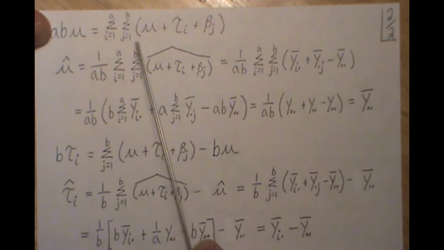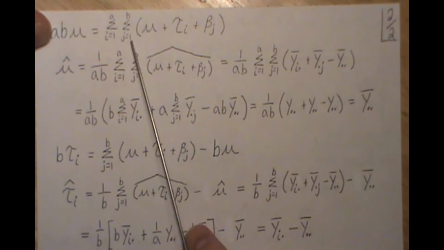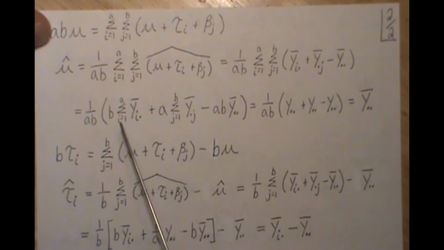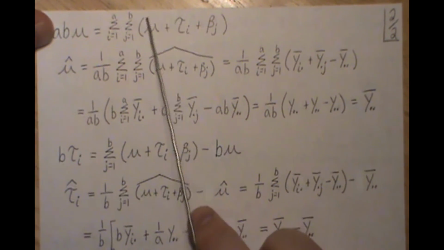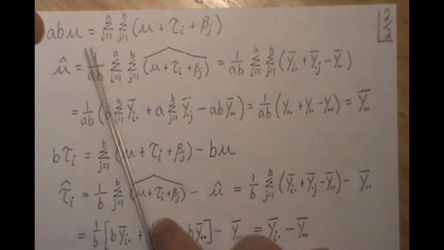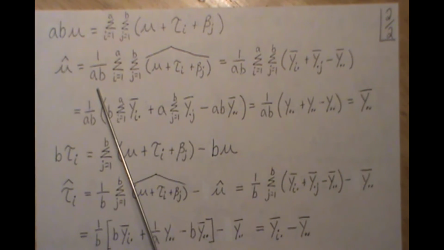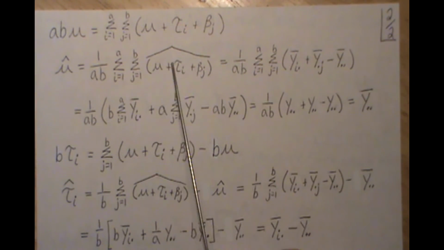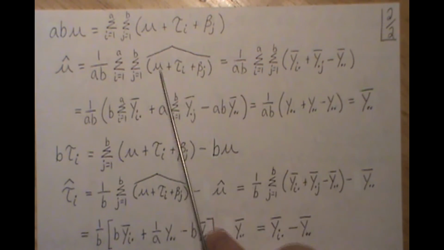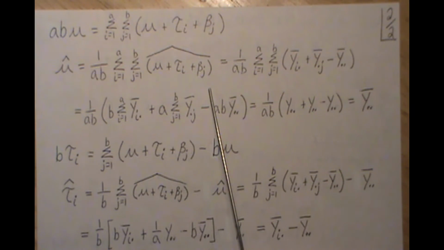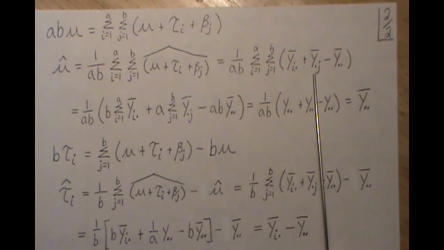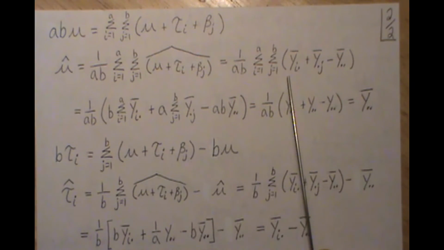Now here, if we sum over i, it's 0, and if we sum over j, it's 0. So these two are equal. But notice that this combination is an estimable function. So we divide both sides by ab, and then estimate this, and then of course sum over i and j. The estimate of mu plus tau i plus beta j is what we did on page 1. Now let's simplify it some.